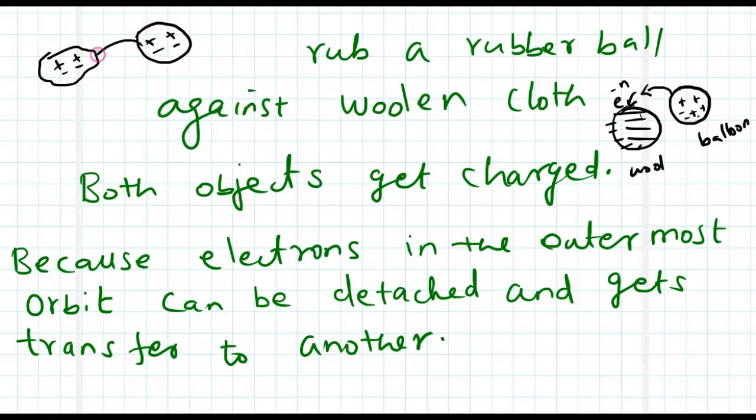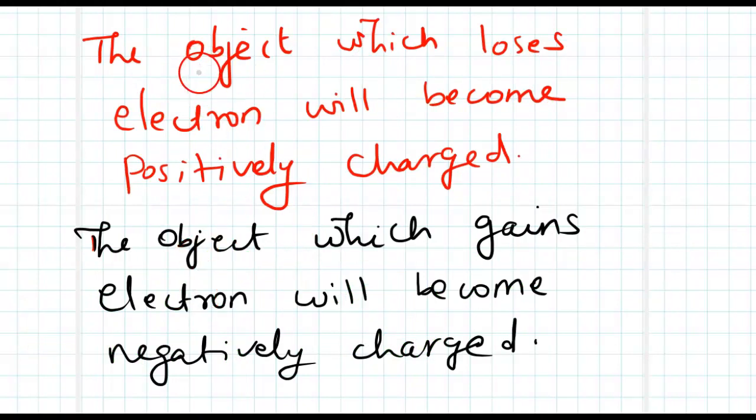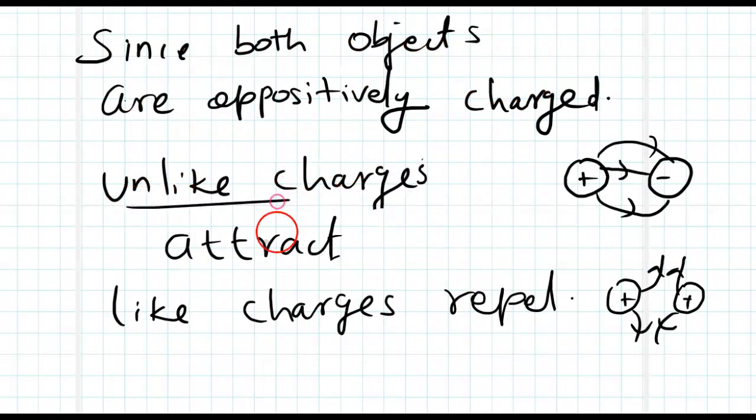As you are rubbing each other, the electrons go and accumulate here. As the electrons move from this object to this object, here more electrons means more negative charges, and here more positive charges will be there. The object which has more electrons will become negative. The object which loses more electrons will be positive. So what happens? The two objects are now oppositely charged, so they attract. We know that like charges repel and unlike charges attract. So that's what happened there.